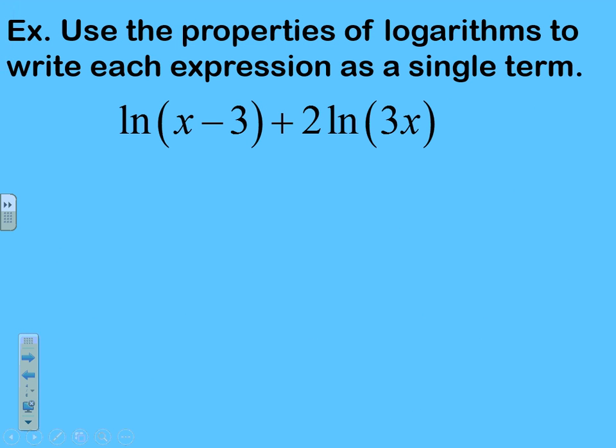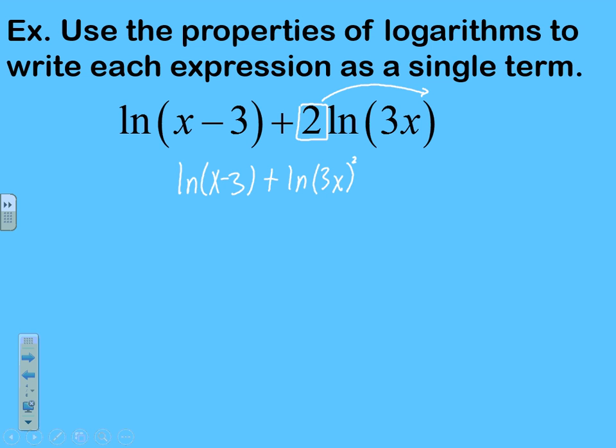So here, the first thing that we see is we have two logs that are the same base. They're natural logs, so the base is e. And I have the natural log of x minus 3 plus 2 times the natural log of 3x. So this 2 is what we would think of as the coefficient. The power rule says we're going to take that and put it in the exponent position here. We will do that first, because that's what the order of operations would make us do anyway. So the next level is the natural log of x minus 3 plus the natural log of 3x squared.